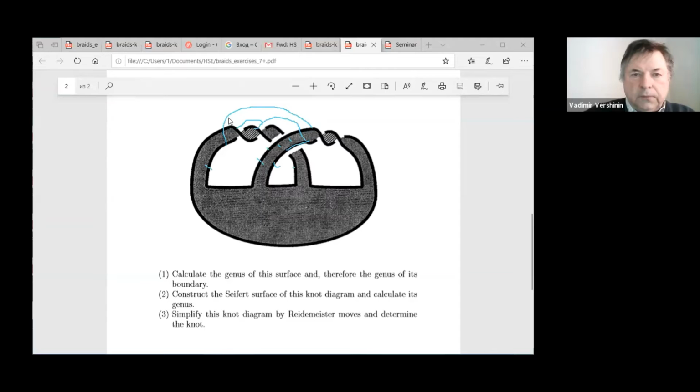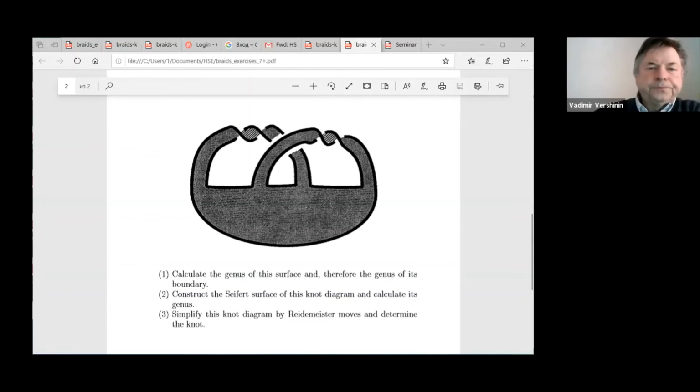Today we are studying the fundamental group of a knot. This will be our topic.